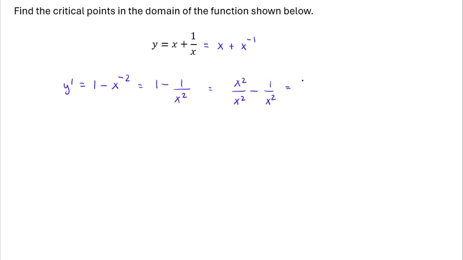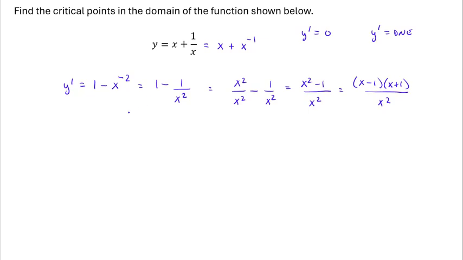And now we can simplify this to be x squared minus 1 on top, and we'll keep our denominator of x squared. And you'll notice that numerator is a difference of perfect squares. We can actually go ahead and factor that if we need to, x minus 1 and x plus 1 on top. We'll keep the x squared in our denominator. Now, when we're taking a look at finding critical points, we're considering two components here. The first one is where y prime equals 0. And then the second one is where the derivative does not exist.